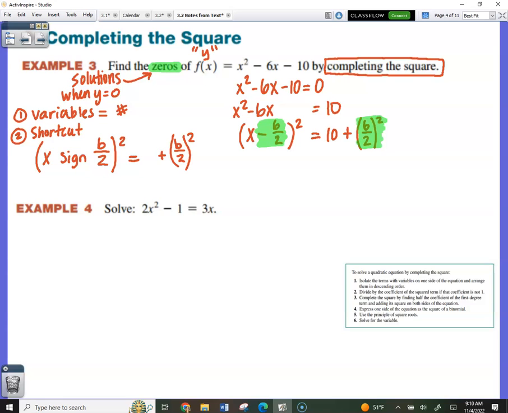The hardest part is getting from here to here. This is the toughest part, getting from that line to that line. From here on out, what is 6 over 2? It's just 3, right? So I'm going to clean this up. This is x minus 3 squared equals, this would be 3 squared, 9 plus 10, 19.